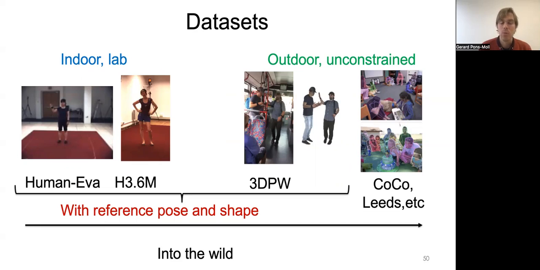So this allows you to evaluate these methods on these more challenging scenarios. And notice that we also provide reference poses for these challenging images, and this allows you to evaluate methods on that. And even more challenging are datasets like COCO and LSP and so on, where you do not have the 3D pose annotations because those are basically almost impossible to obtain. So the community is moving towards addressing more and more challenging scenarios, more and more challenging backgrounds, interactions with multiple people, and so on.